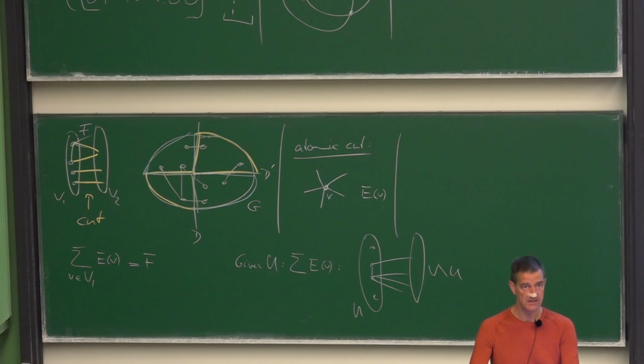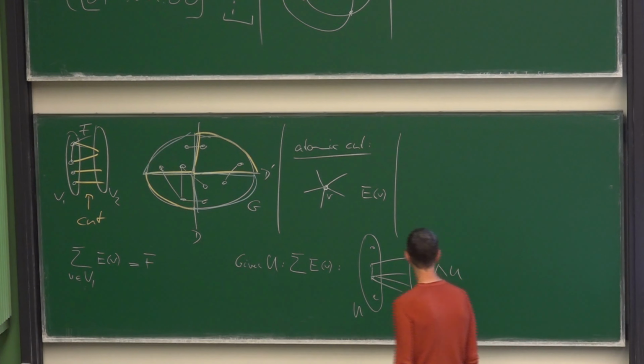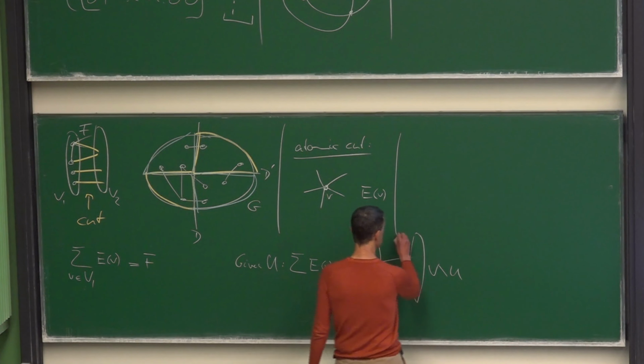A bond, by definition, is a cut that is non-empty, but it has no subset that is still a non-empty cut. The minimal non-empty cut. They're called bonds. Now that's just a definition. Let me breathe some life into that definition.